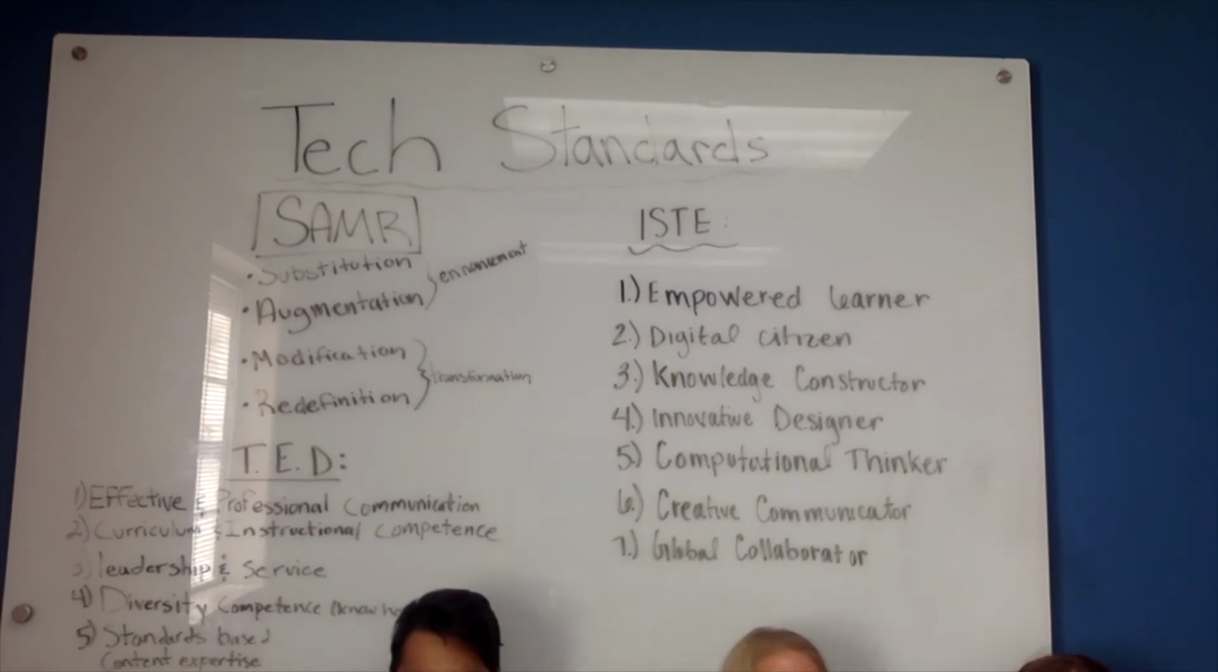The next one is the TED standards, and that's our own teacher education department standards, the OGs, right here. So first off, we have effective and professional communication, and so that is understanding and having reflective thinking and self-evaluations of yourself through verbal and written techniques. And so just being able to communicate professionally with people and seeming like you know what you're doing.